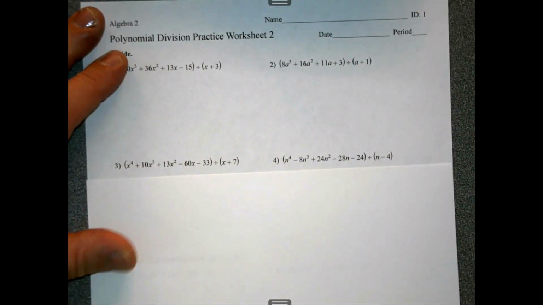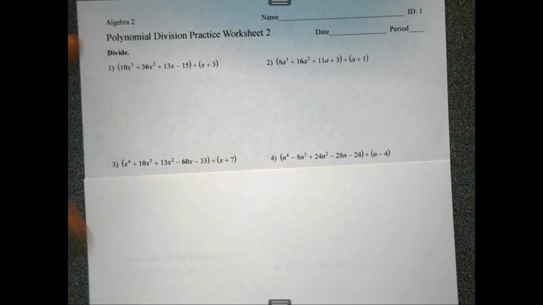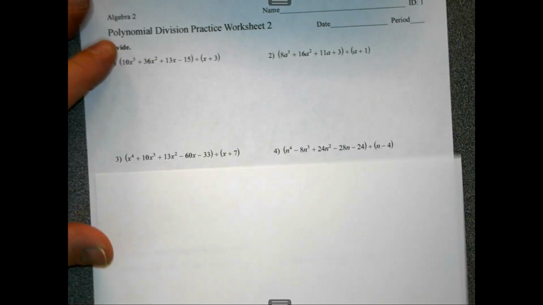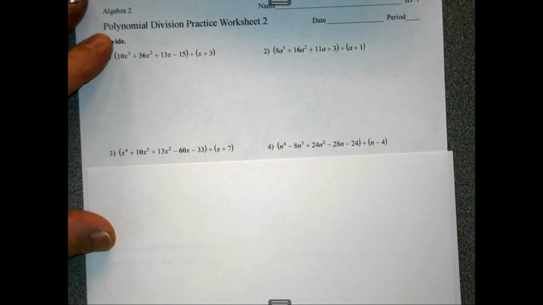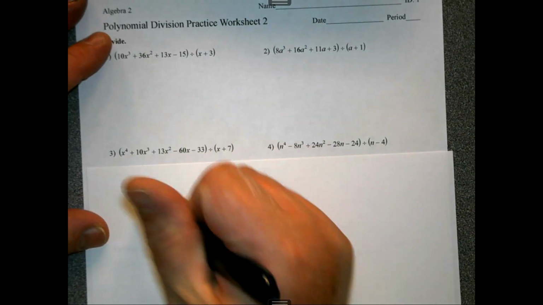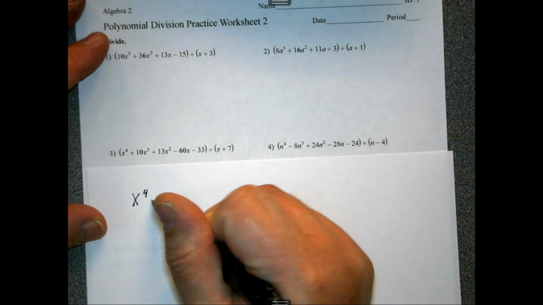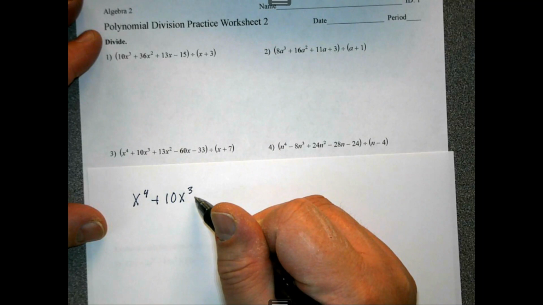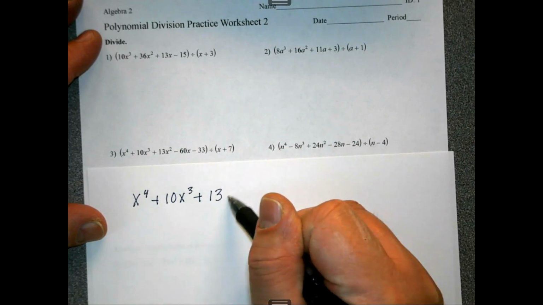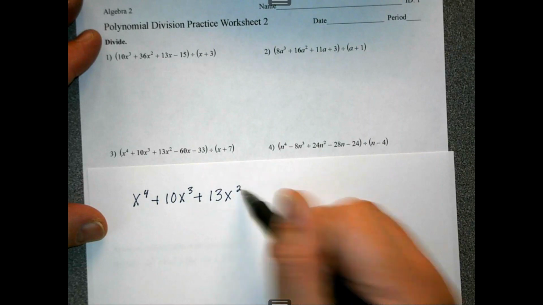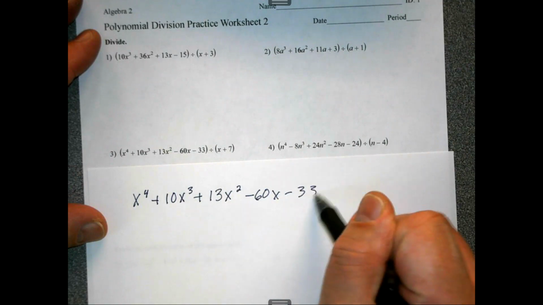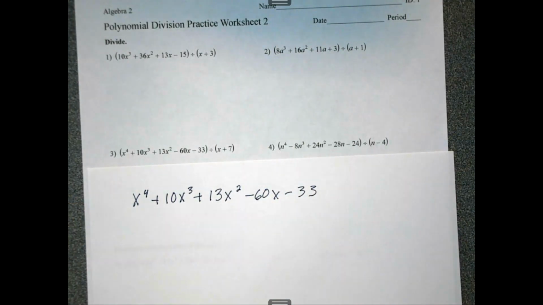All right, I'm going to do number 3. The first 4 problems do long division, and the last 4 problems do synthetic. So my dividend, x to the fourth plus 10x cubed plus 13x squared minus 60x minus 33. And I need my vinculum.